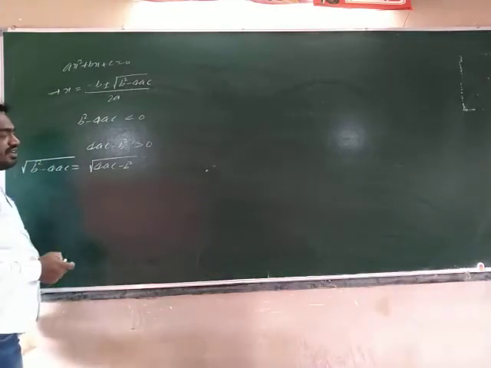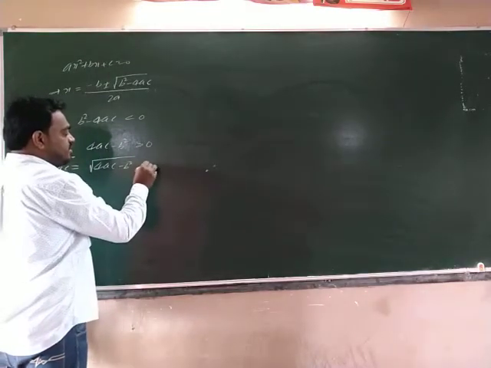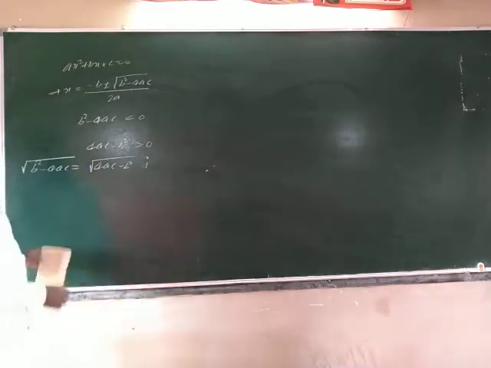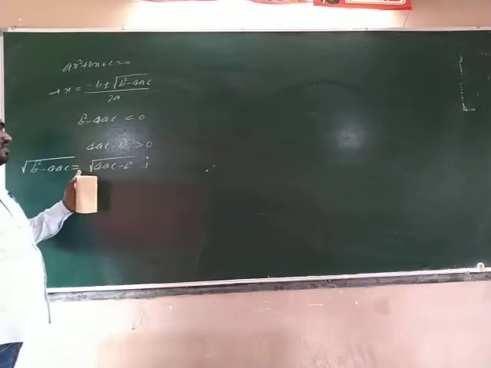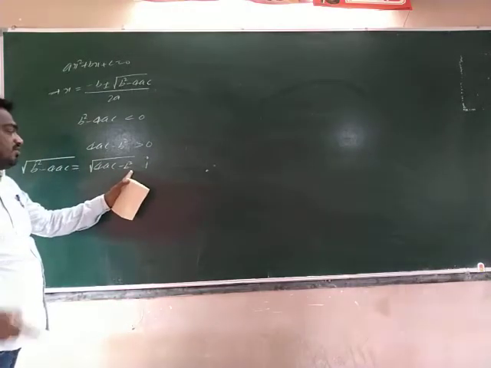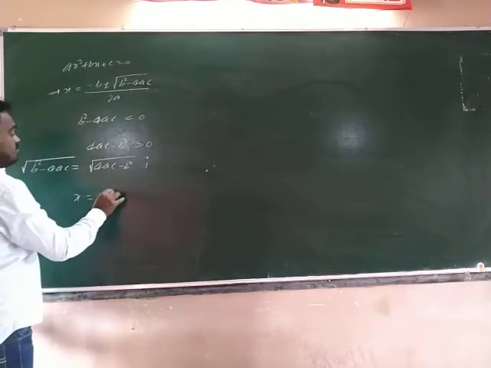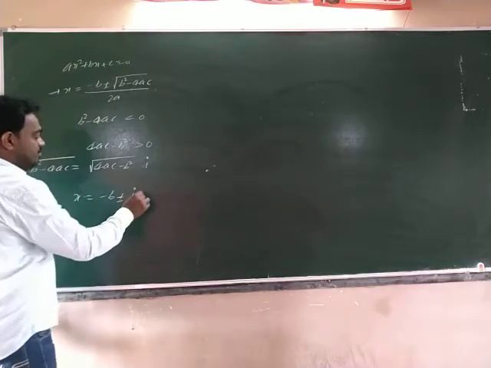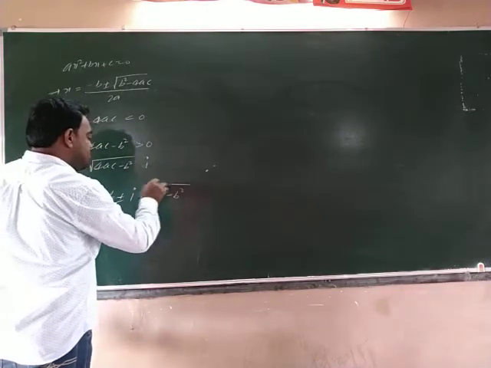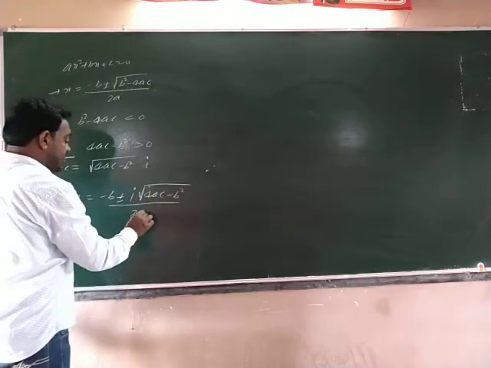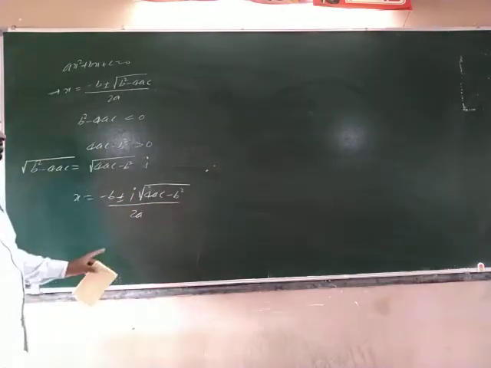Then b² − 4ac = (4ac − b²) × (−1), and the square root of −1 is i. So when b² − 4ac is less than 0, √(b² − 4ac) = i √(4ac − b²), which is positive times i. Therefore x = (−b ± i √(4ac − b²)) / 2a. Here 4ac − b² is definitely greater than 0. So like this we are solving.